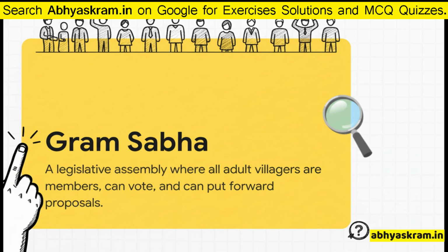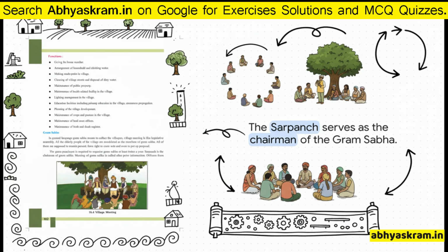Well, a Gram Sabha isn't some small elected committee. Not at all. It's a legislative assembly of everyone. That's right. If you're an adult living in the village, you are automatically a member. You get to vote, and just as importantly, you have the right to put your own ideas and proposals on the table for discussion. In practice, it looks just like this, a big community-wide meeting, almost like a town hall.